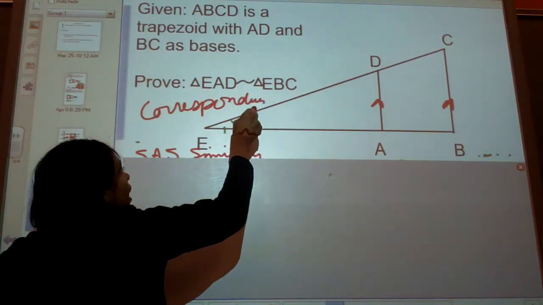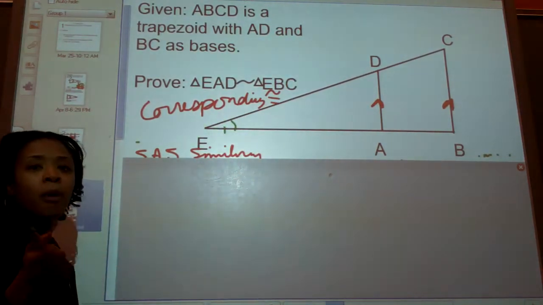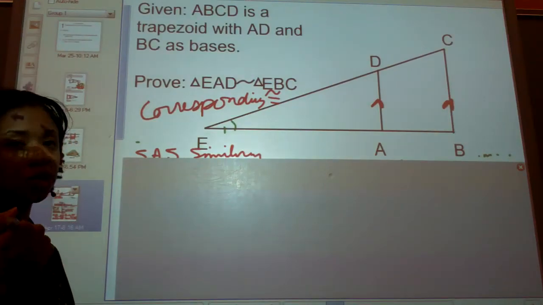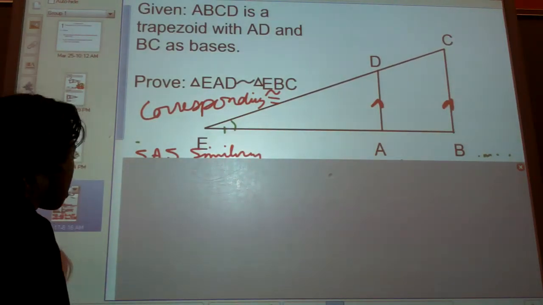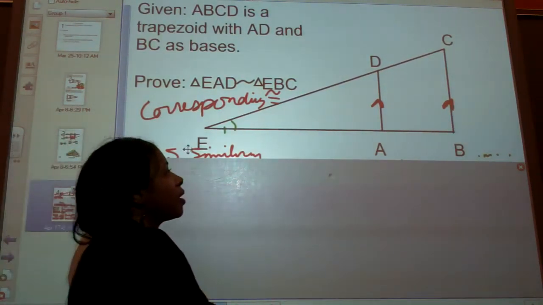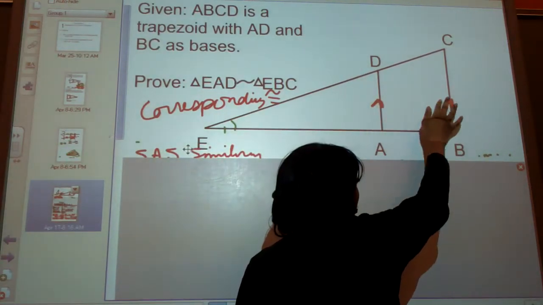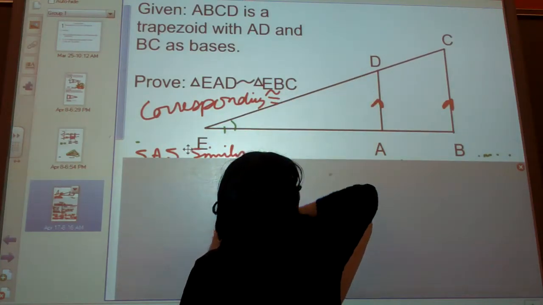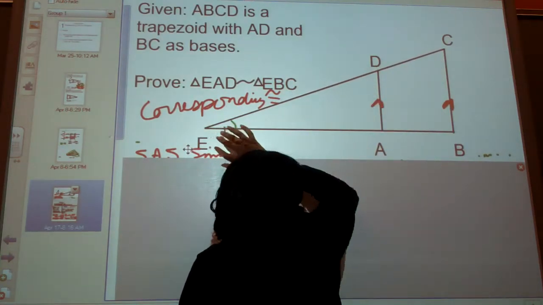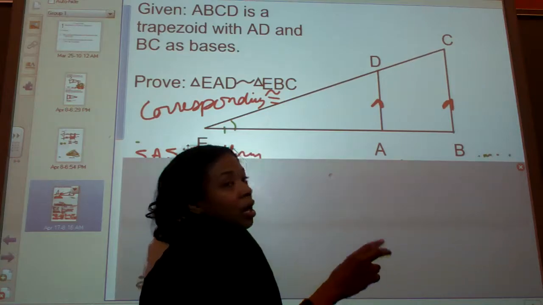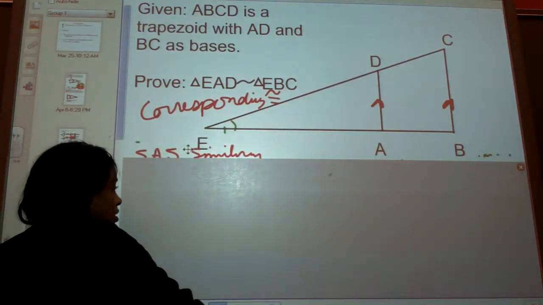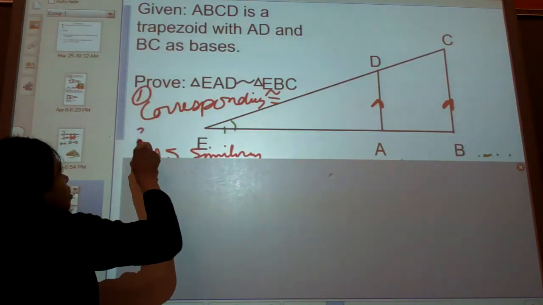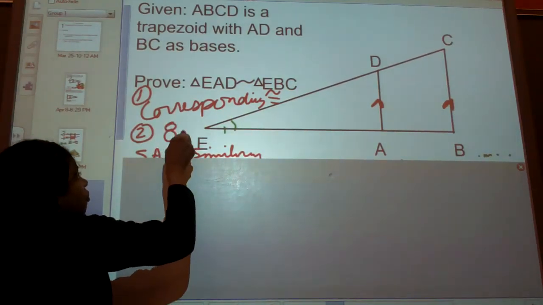And I know corresponding angles are congruent. I'm also thinking about that theorem we just learned with 8-4, and I'm going to flip back to it. Remember what it said: if you had two parallel lines, then that means that the side ED is going to be proportional to DC, and then EA will be proportional to AB. So we got two different things. I see corresponding angles, and then I see that theorem 8-4.